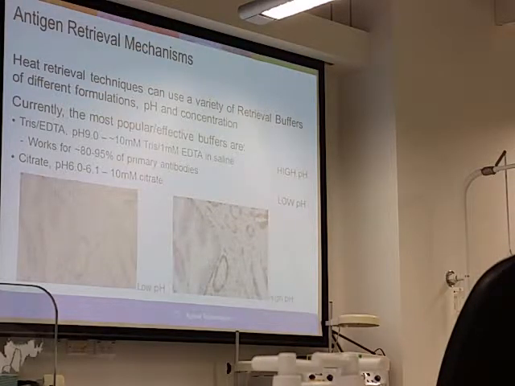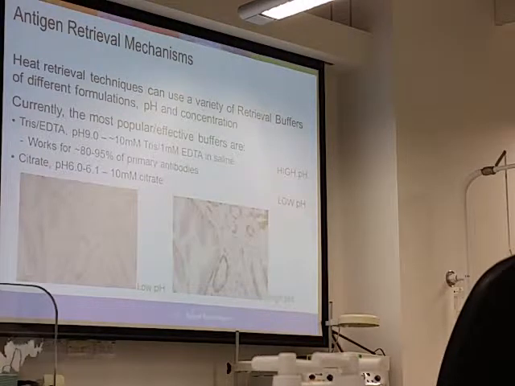As I said, the most common one that we use today is a Tris-EDTA buffer. This probably works for around 80-90% of antibodies, and it has a pH of 9. The earlier one, the one that Shi described, is a citrate buffer at around pH 6.